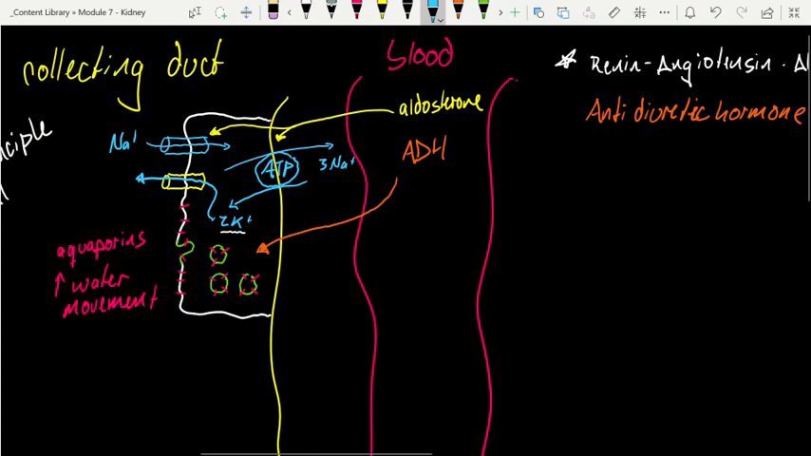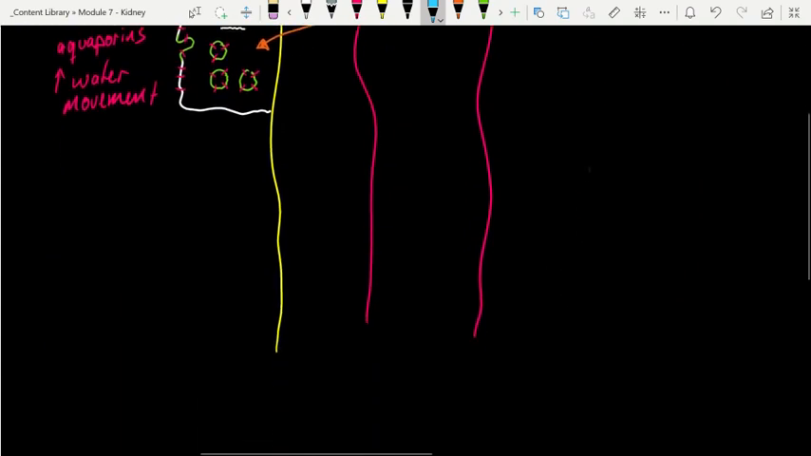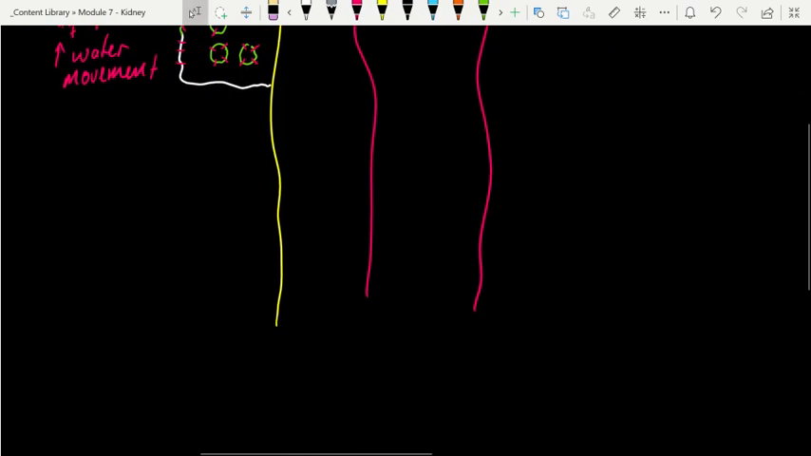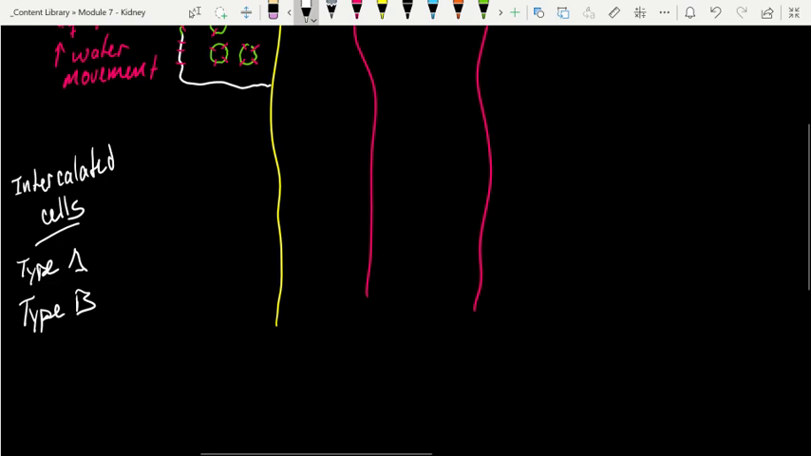Okay, let's travel further down the collecting duct. We will come across what are called intercalated cells. These cells come in two types, type A and type B, and these are involved in acid-base balance. The fact that they're type A and type B is actually convenient. Type A, as we'll see, will be activated by acidic conditions, and type B will respond to basic conditions. So let's look and see how this will work.